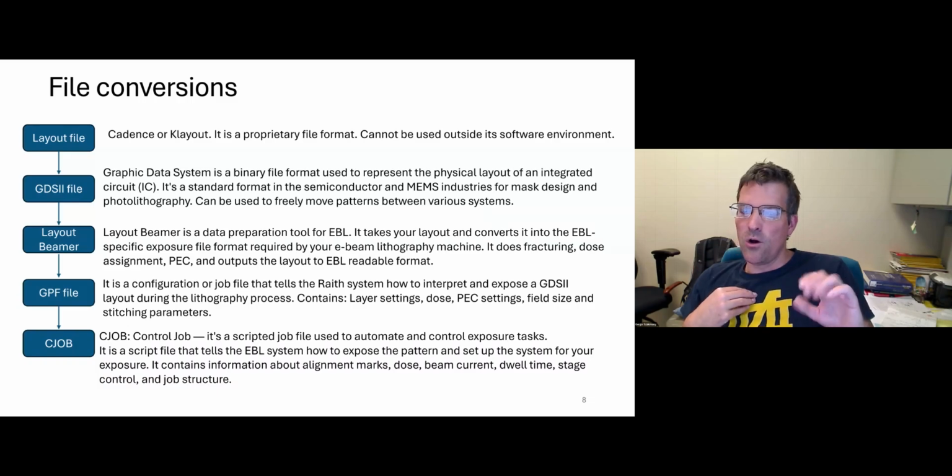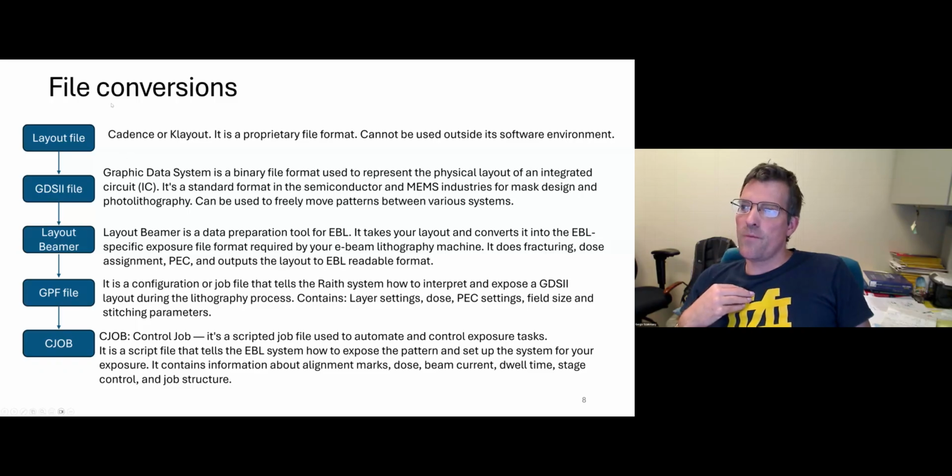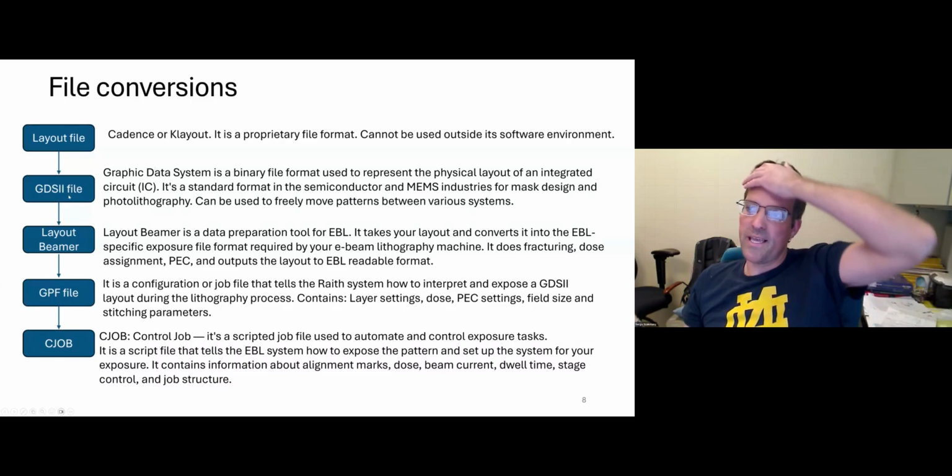You can also fracture your pattern, which tells the system in which order the e-beam will expose your samples. So in order to do that, from your layout editor, Cadence or K-Layout, they're usually using a proprietary file system that you cannot really input to anything else. However, each of these software allows you to convert the file to GDS.